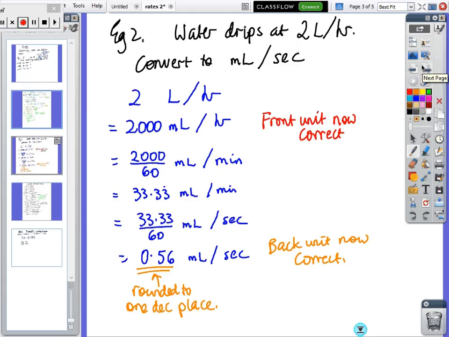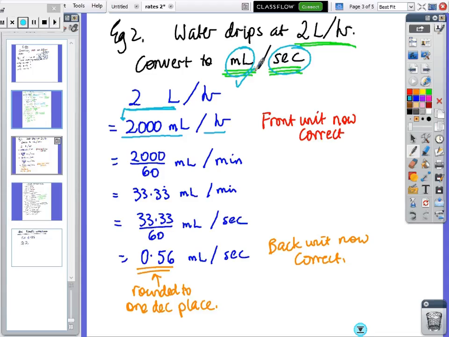Okay, so let's look at another couple of examples. Water drips at 2 litres per hour. You've got a leaking tap at home, and we need to work out how many millilitres per second that dripping tap is burning up. The front unit is going to change and the back unit is going to change, so we just do it in small steps. We've got 2 litres. Again, I'm going to give you all the conversion numbers on another slide, but 2 litres is 2,000 millilitres. So now I've got 2,000 millilitres per hour, and the front unit is now in the right spot.